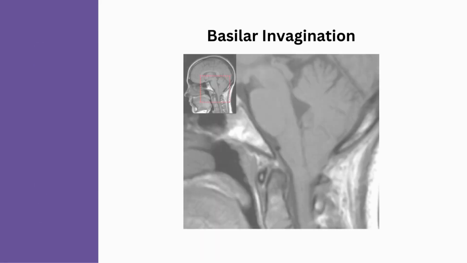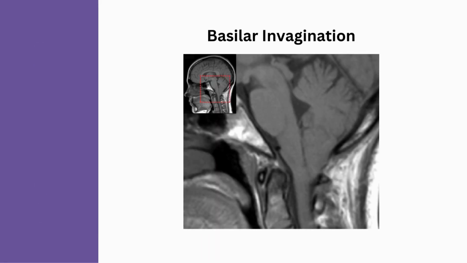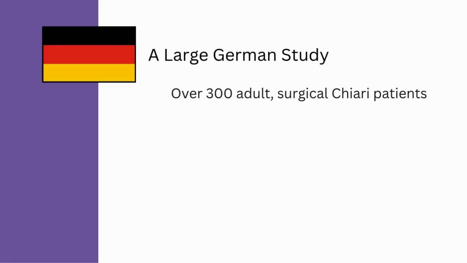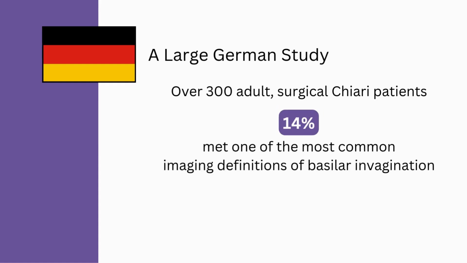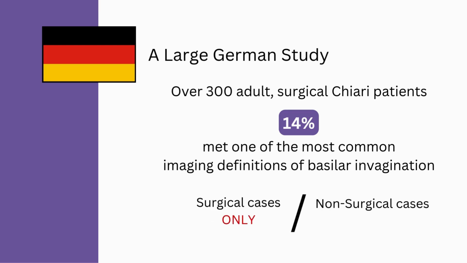For example, with basilar invagination, several measures have been suggested that involve where the top of the odontoid is located relative to a horizontal line on a mid-sagittal image, such as the McRae line. If the top of the odontoid is above one of these reference lines by a specific amount, then it is suggestive of basilar invagination. A large German study of over 300 adult surgical Chiari patients found that 14% met one of the most common imaging definitions of basilar invagination. However, it is important to note that this was surgical cases only, so if non-surgical cases were included, the percentage would likely be much lower.